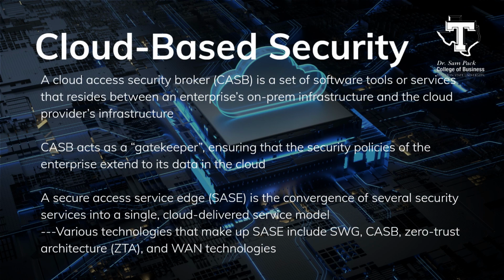Additional tools include Cloud Access Security Broker, CASB. This set of tools or services sits between your on-premises infrastructure and the cloud provider. Think of it as a gatekeeper that makes sure your enterprise's security policies extend to your data in the cloud. Secure Access Service Edge, SASE. This is a unified cloud-delivered service model that combines multiple security services. It integrates technologies such as Secure Web Gateways, SWG, CASB, Zero Trust Architecture, ZTA, and WAN capabilities into a single solution.